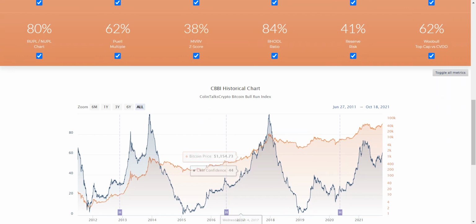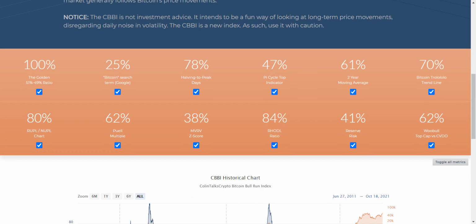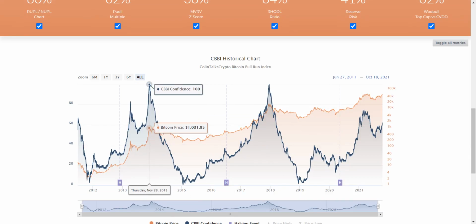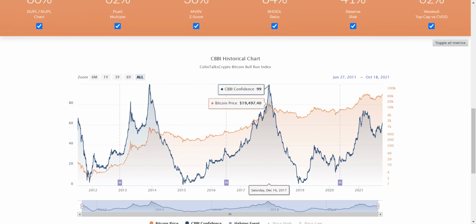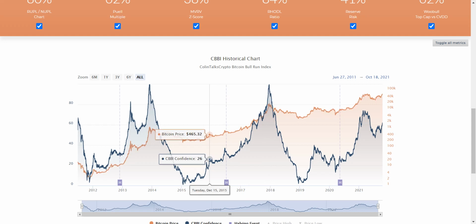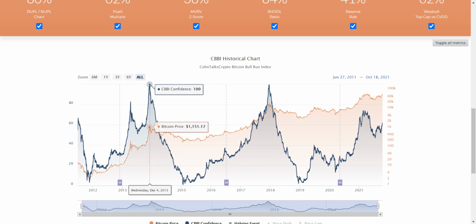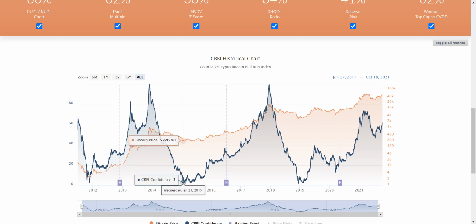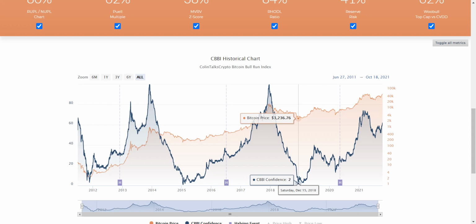This indicator, or whatever you want to call it, right? The CBBI historical chart has called both the market cycle tops in 2013 and 2017, right? Whenever it's at 100% confidence, the market cycle top is called. We called both of those successfully to the day, and we also called the market cycle bottom successfully to the day, right? When it's below around 3 here. So you can see when it's 3, we called the bottom here in 2011. It was 2 here, we called the bottom in 2015, and it was 2 here in 2018.